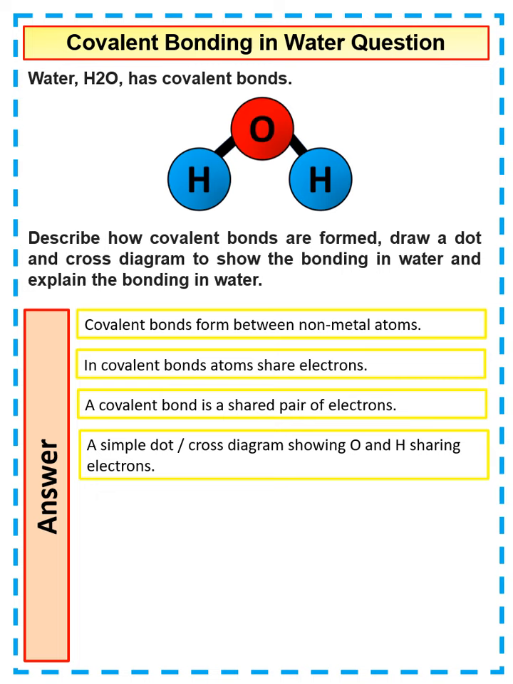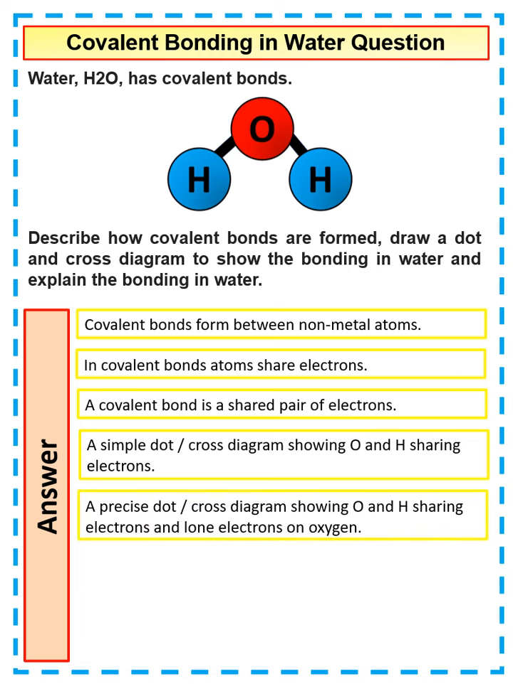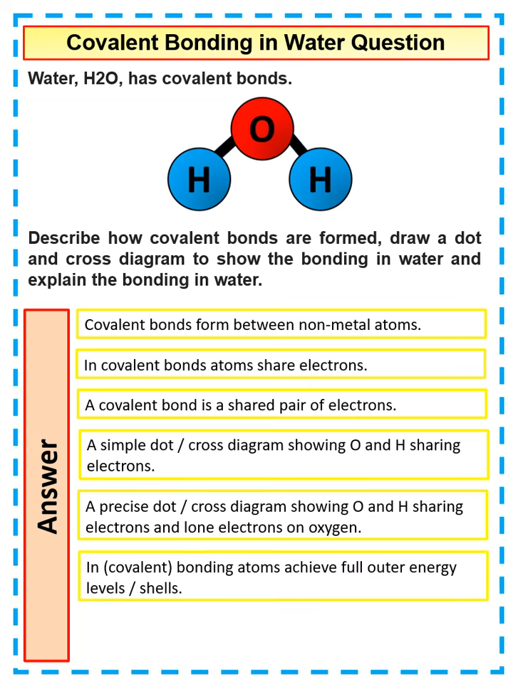If it had asked you to draw that, you could have drawn a dot and a cross diagram, where the dots and the crosses would have had to have been in the actual bond, so the overlap between the two shells of outer electrons. The reason that they're forming covalent bonds is so they get a full outer shell.